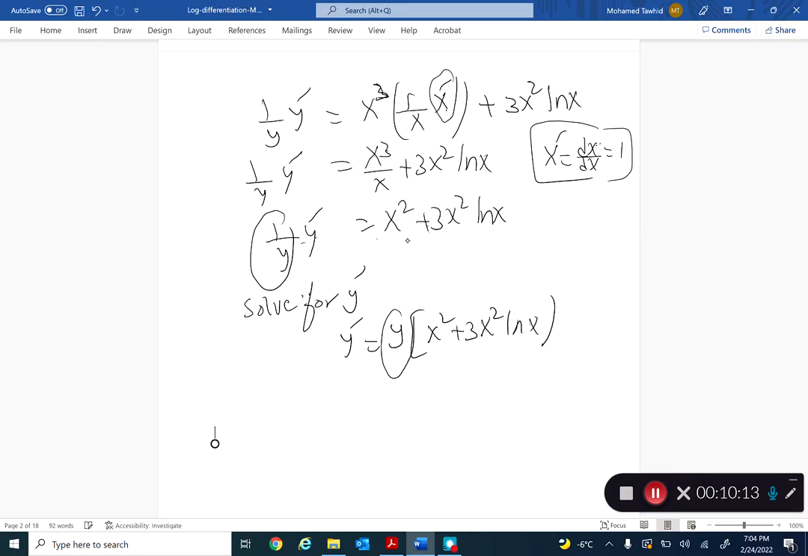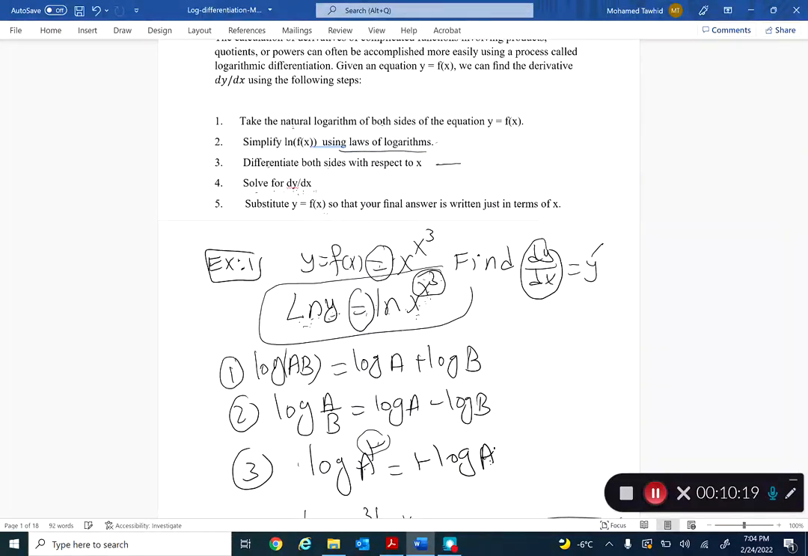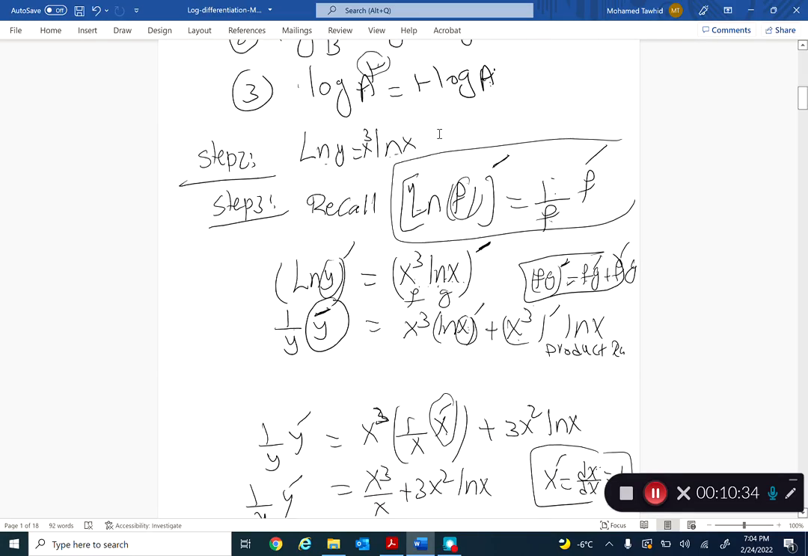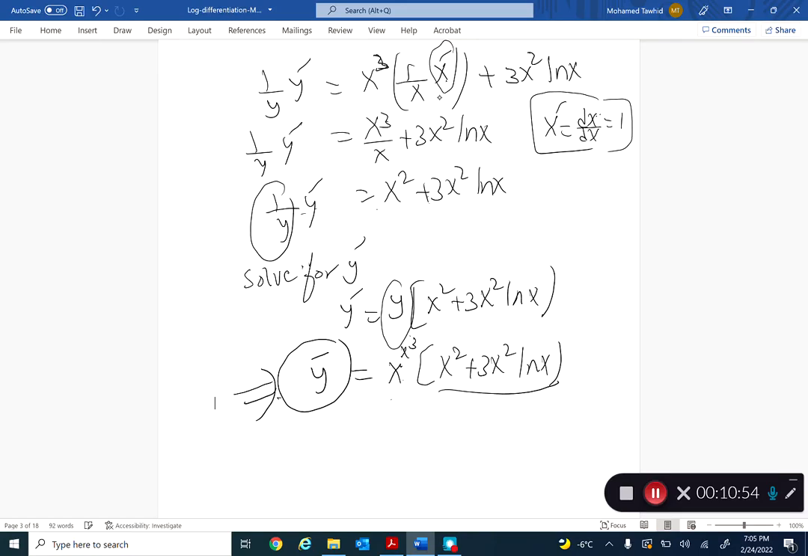Now, what is the last step? Substitute y. What is your y given here? Look what you have. Substitute y equal f of x, so that your final answer is written just in terms of x. So what is your y, guys? Your y here is x to the power x cubed. So I'm done here. Just replace y, it will be x to the power x cubed multiplied by x squared plus 3x squared ln x. You don't need to simplify this one because you already got y prime, and that is our goal. What is your y prime? X to the power x cubed, which is y, multiplied by the derivative that I have.